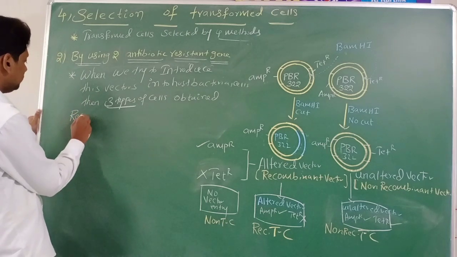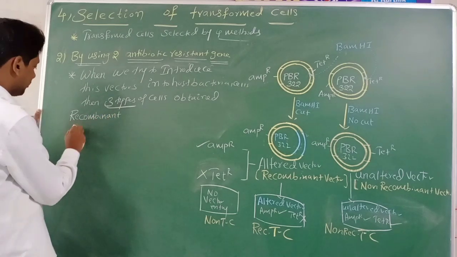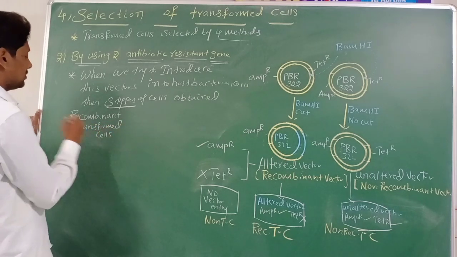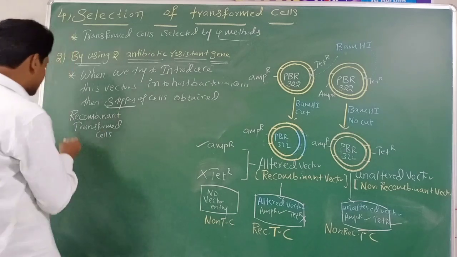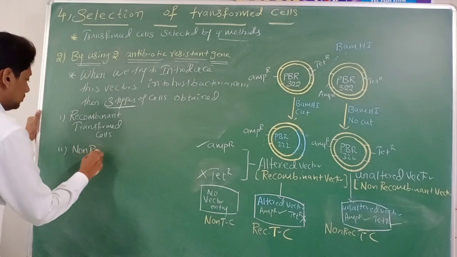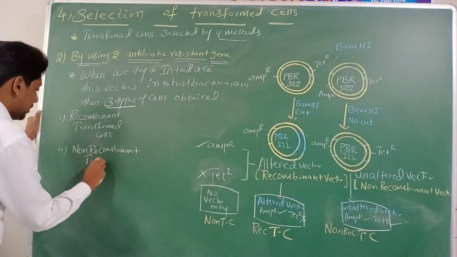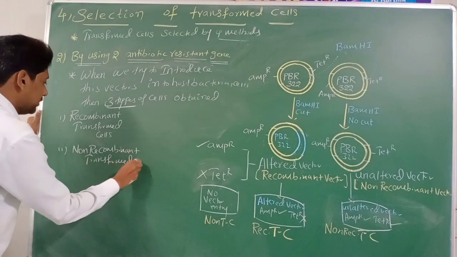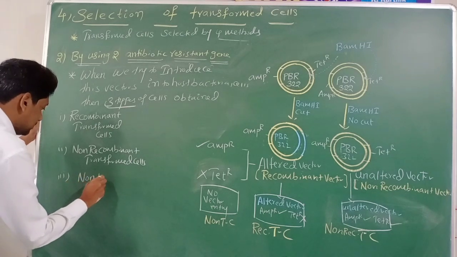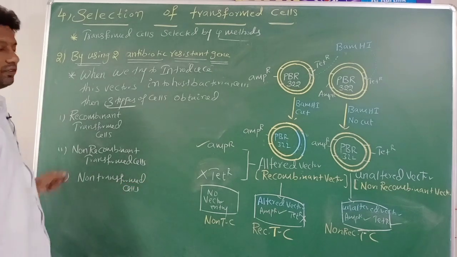Number one, recombinant transformed cells. Okay. Number two, what is the second one, sir? Non-recombinant but transformed, right? Non-recombinant transformed cells. Number three, non-transformed cells. Therefore, we got three types of cells.